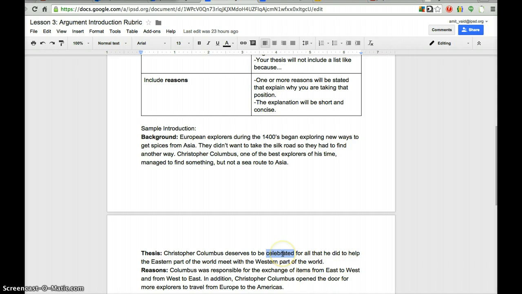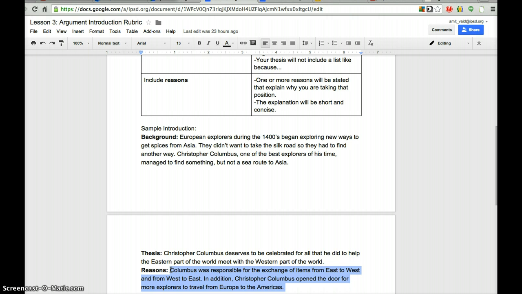And reason number two for why we should celebrate him is because he opened the door for more explorers to travel from Europe to the Americas. I'll repeat that again. My thesis is that we should celebrate him. Okay? My reasons for us to celebrate him are two. He's responsible for the exchange of items from east to west and from west to east, and he opened the door for more explorers to travel from Europe to the Americas. I want you to understand that the reasons are connected to my thesis. My position is that we should celebrate him, and my reasons explain why we should celebrate him.